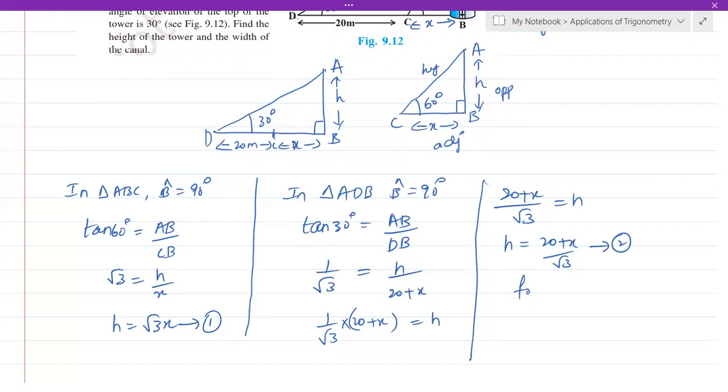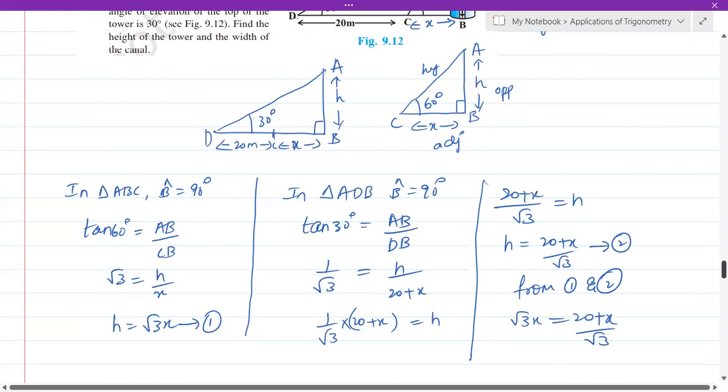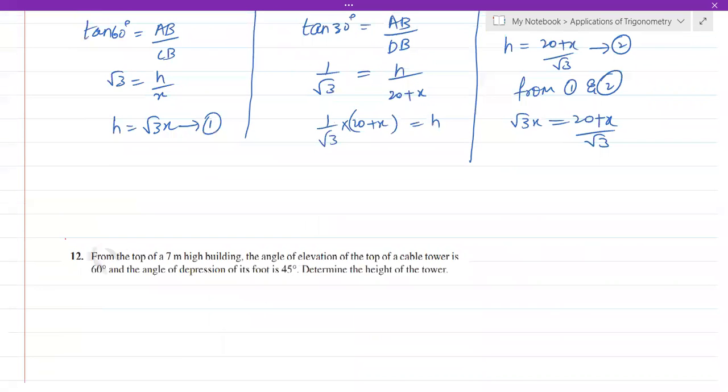From 1 and 2, we can equate it, isn't it? From 1 and 2, LHS are same. Therefore, RHS is equal. So what is the RHS here? Root 3X is equal to (20 plus X) by root 3. Cross multiply. So root 3X into root 3 is equal to 20 plus X. Root 3 into root 3 is root 3 whole square, square and root gets cancelled. So we'll be left with 3.